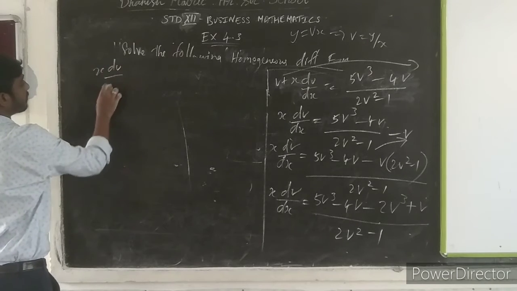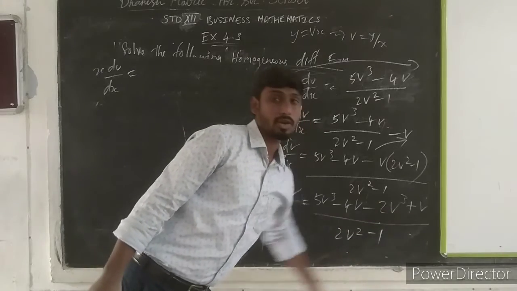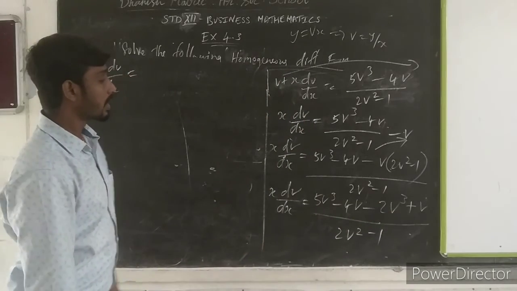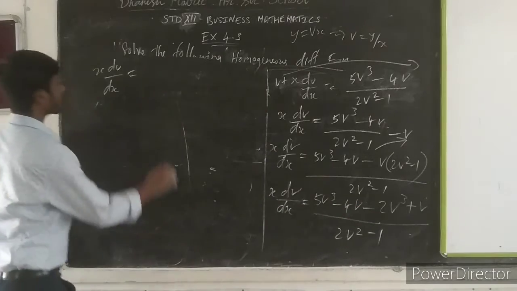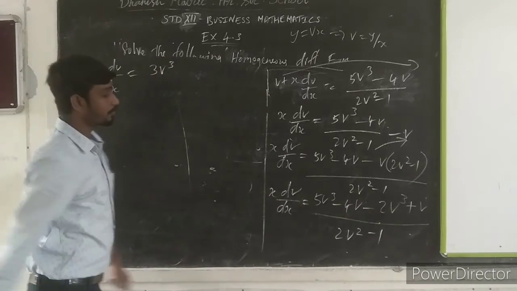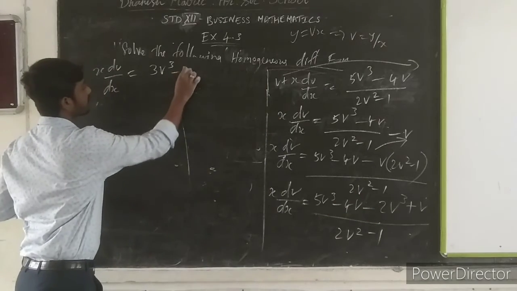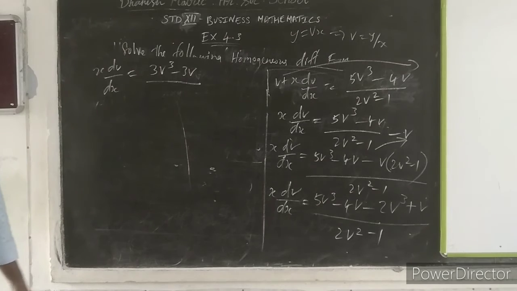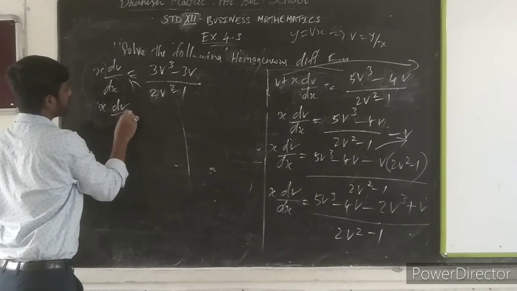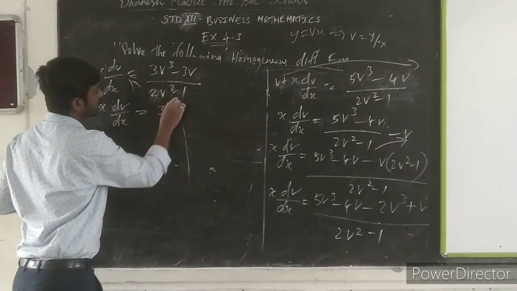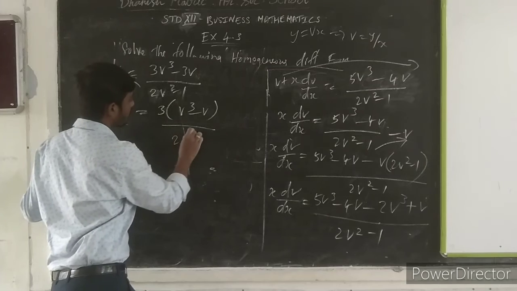Then x dv/dx equals, here it's minus 4v plus v. You are subtracting this one. Here 5v³ minus 2v³, subtracting this one, we are getting 3v³. Here it's minus 4v plus v, that we are getting minus 3v, divided by 2v² − 1. Now take a note, listen here: x dv/dx equals, 3 will be taken common from this equation, 3(v³ − v)/(2v² − 1).